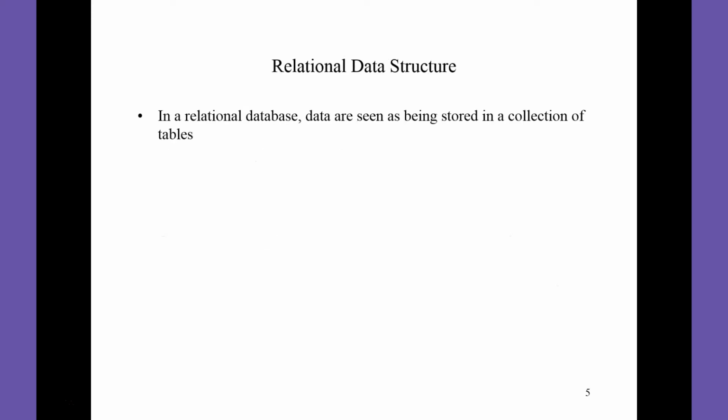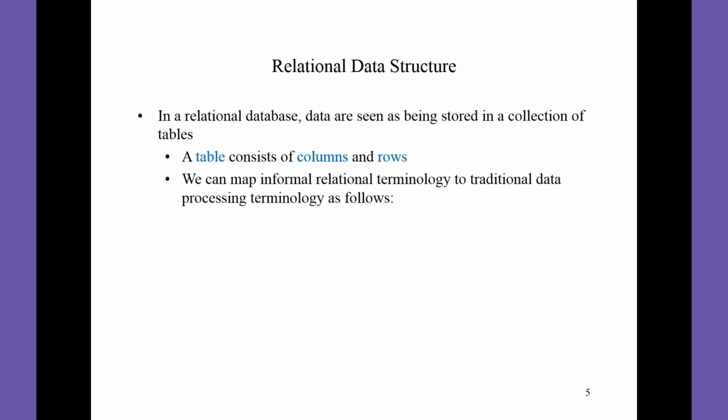In a relational database, data are viewed or seen by users as being stored in a collection of tables. A table consists of columns and rows. These terms that I've highlighted here in blue are informal terms. When we talk about the actual theory of relational database, we'll see more rigorous terminology being used.